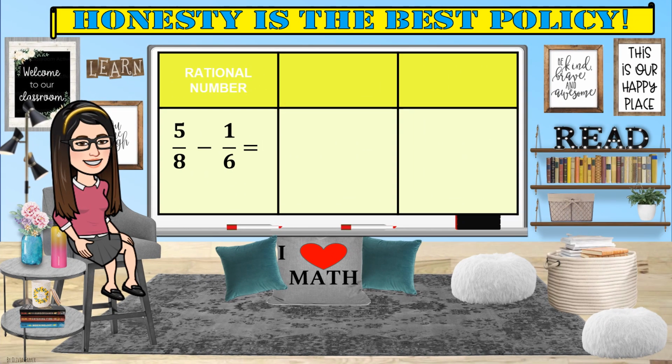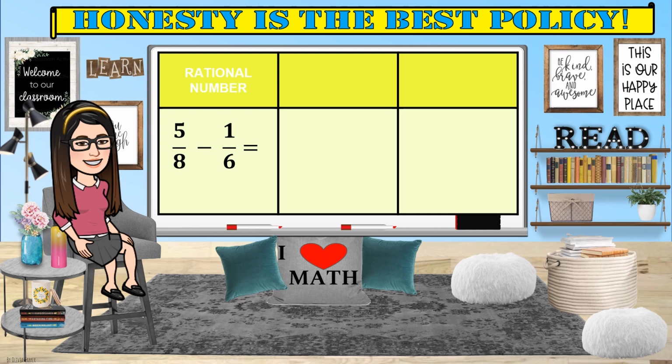Let's try another one. How about if we have 5/8 minus 1/6? So as you observe, we have the dissimilar fraction this time because we have different denominators. Yung first rational number natin, 8 yung denominator niya, 5/8 minus 1/6. Yung second rational number natin, 6 yung denominator. So dissimilar tayo. We have the dissimilar fraction. So if we have the dissimilar fraction, we need to find the least common denominator or the LCD. So, yung ating goal ay magkaroon tayo ng common denominator.